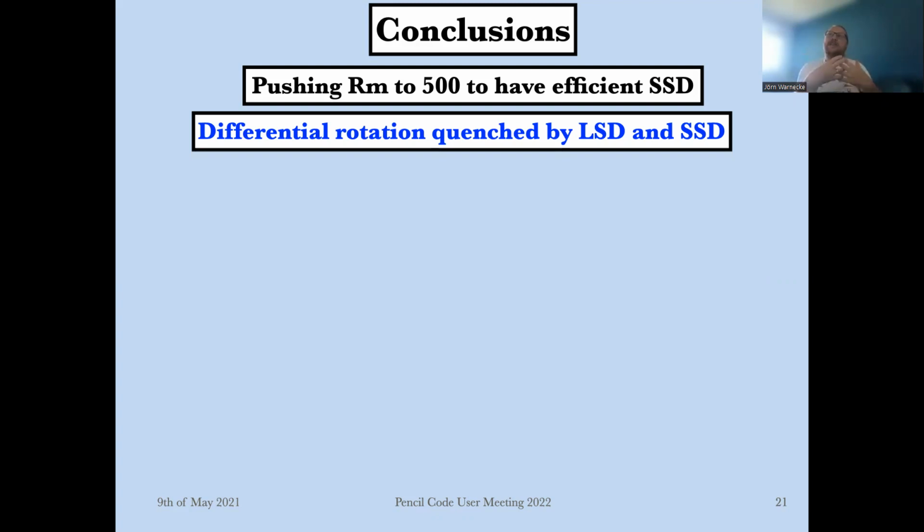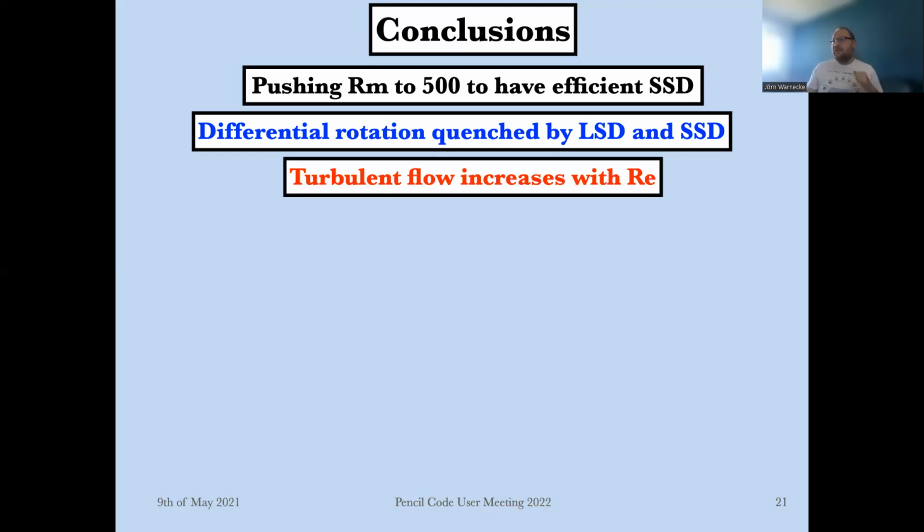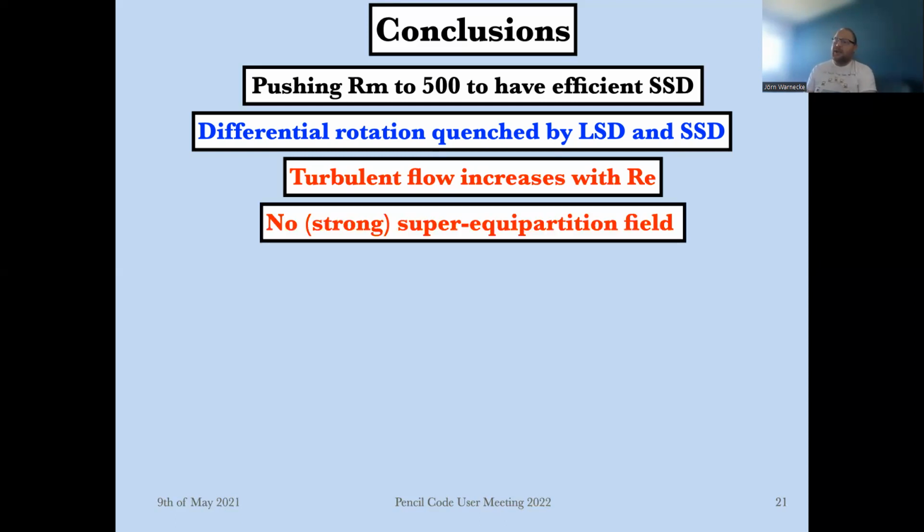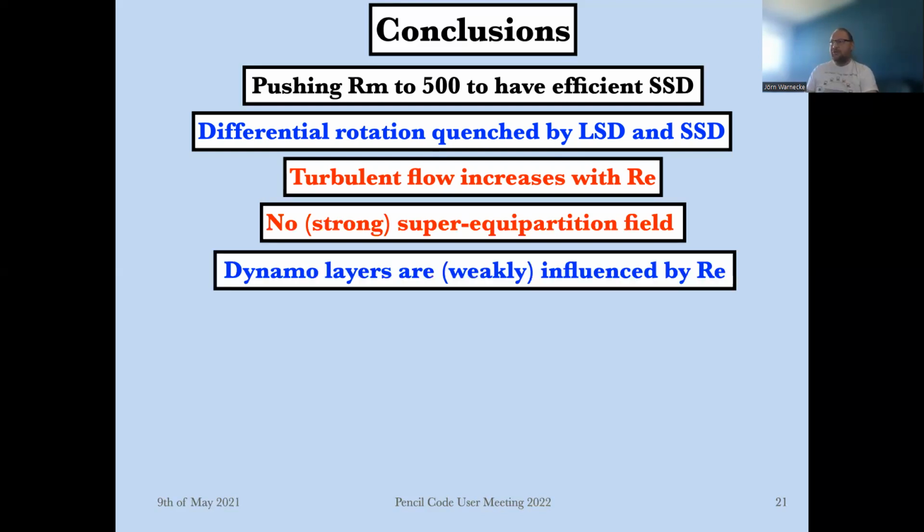It's already enough that you have a large-scale dynamo, and because you have a high Reynolds number, you have the tangling, so a very strong small-scale field from the large-scale dynamo, which can quench the differential rotation. We see that the turbulent flow actually increases with magnetic Reynolds number and then saturates, so we don't see a decrease. We don't see any very strong super-equipartition small-scale field.